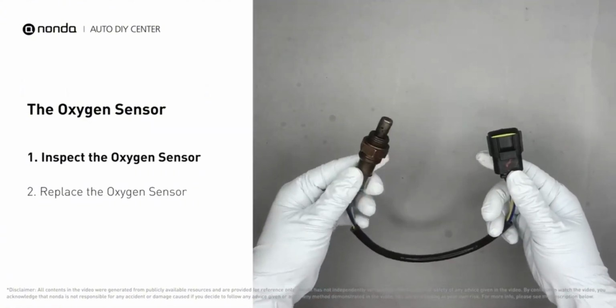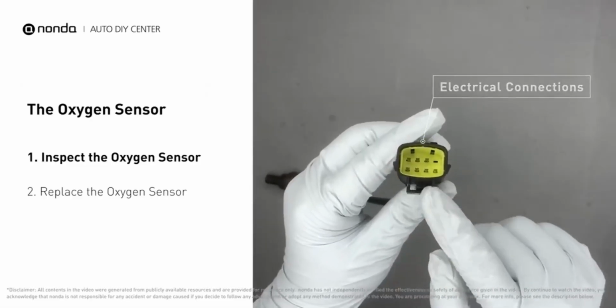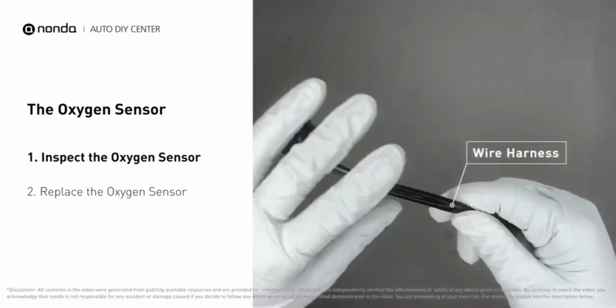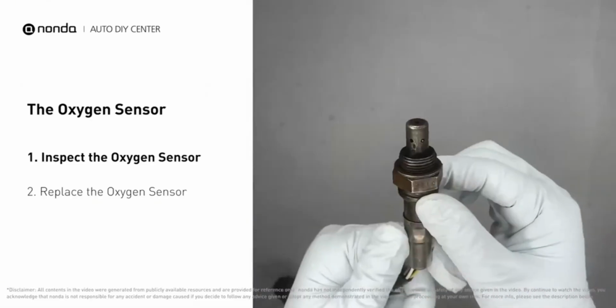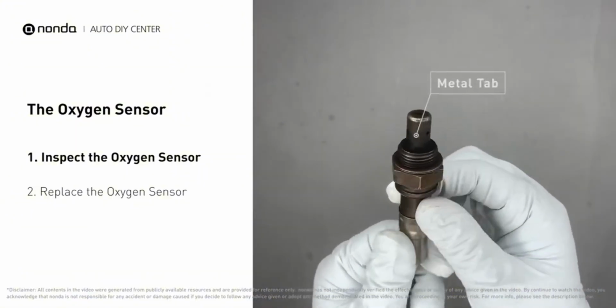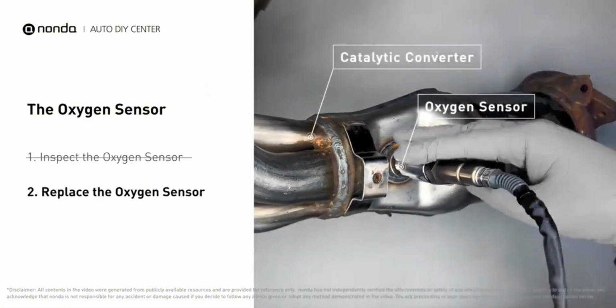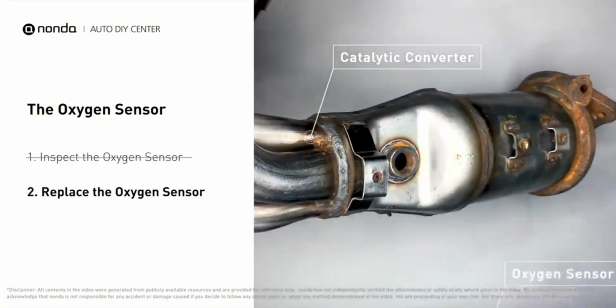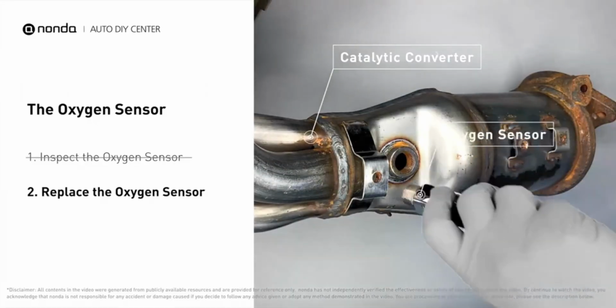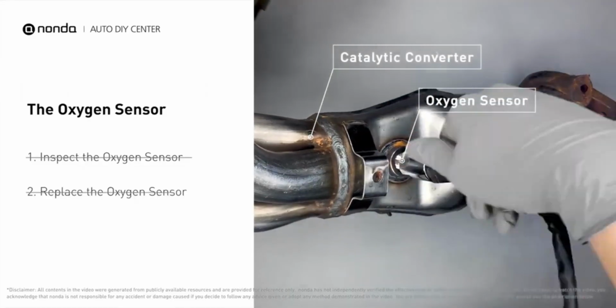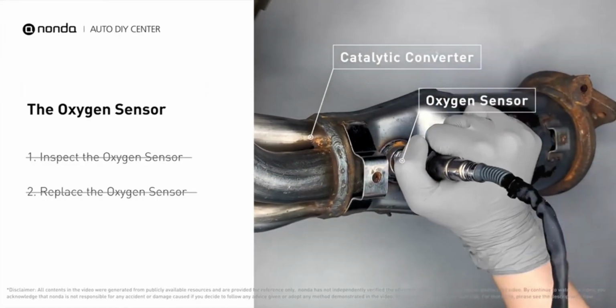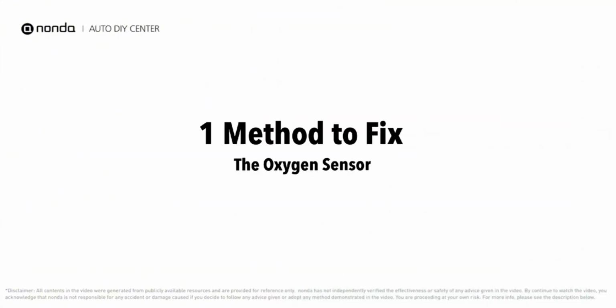Visually check the oxygen sensor's electrical connections, wire harness, and metal tabs for any damages. If damages are found, replace the oxygen sensor. If there is no damage found on the oxygen sensor, you would need to take your car to consult professional mechanics. So here is one practical solution used to fix the P0062, P0063 and P0064 error codes.